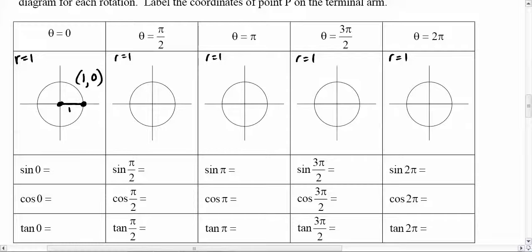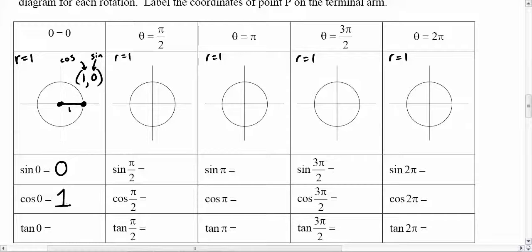Okay, so the x-coordinate gives me cosine. The y-coordinate gives me sine. So sine of 0 is 0. Cosine of 0 is 1. How beautiful. Yeah, this is very handy.